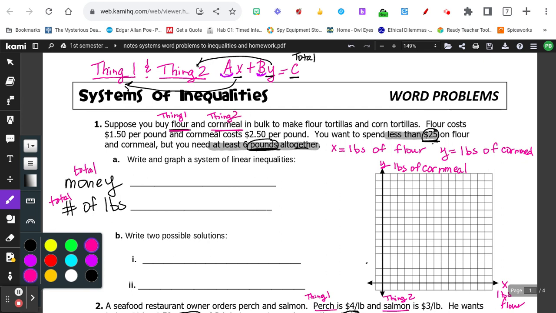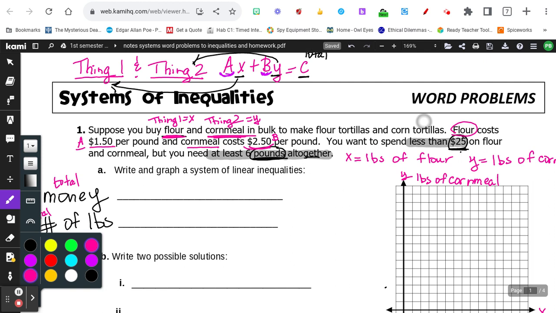Okay. Flour costs $1.50 per pound. So I can already tell you $1.50 is going to be your A, because it's going to go with X. I'm going to call thing 1 X, thing 2 Y. So since flour is going to go with X, $1.50 is going to go with X. And then it says cornmeal costs $2.50 per pound. Well, the cornmeal is associated with thing 2 right here, which is Y. So $2.50 is going to go with the Y. That's going to be your B.